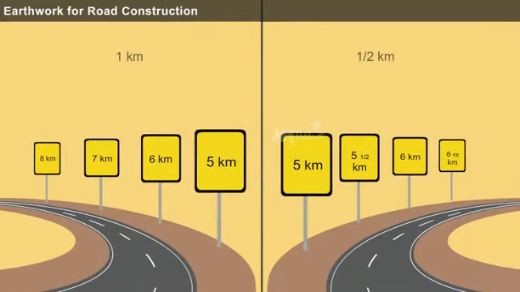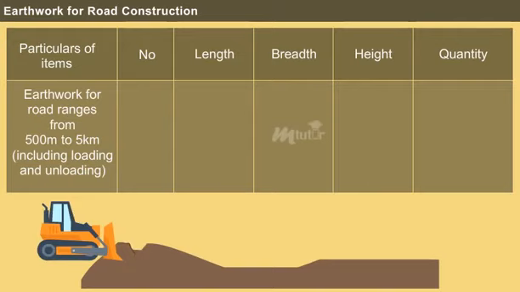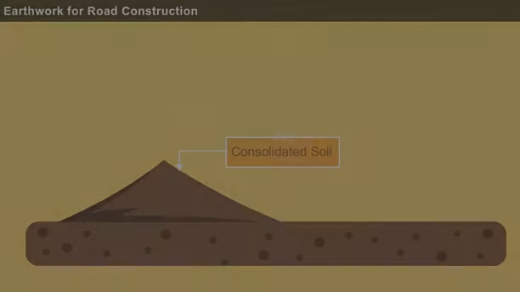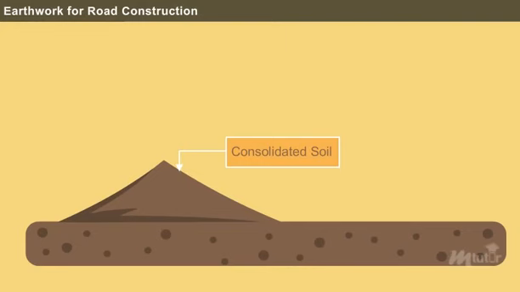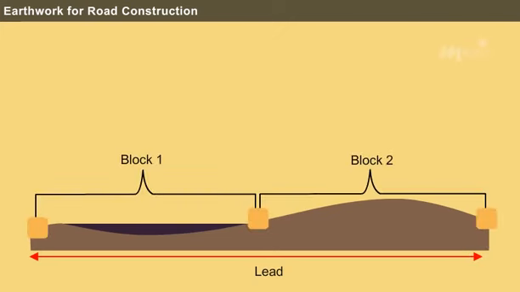When the lead exceeds 5 kilometers, the units are measured in 1 kilometer. In other cases, half kilometer is taken. The items of work include the loading and unloading of earth. In case of consolidated soil, it is necessary to rehandle the soil. Also, their heaps need separate measurements. In the field, for the measurement of lead, the area to be excavated and filled is divided into suitable blocks and the center-to-center distance of each block is taken as the lead.